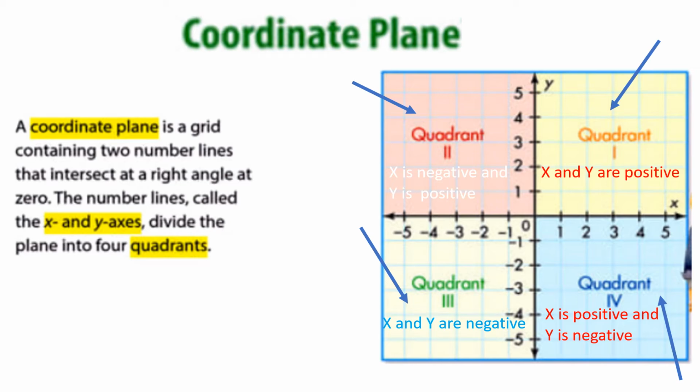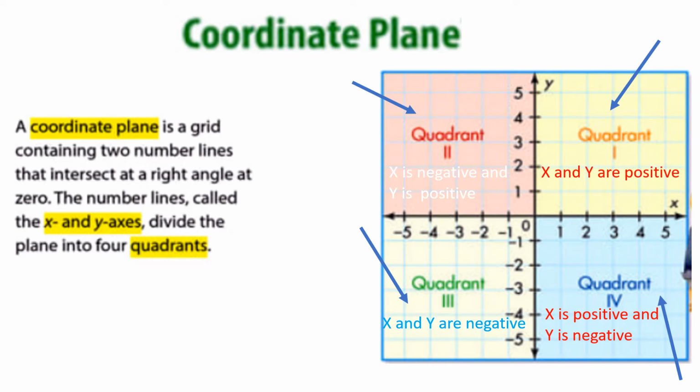So as I said again, the coordinate plane is divided into four parts. The first part is called the first quadrant. The x coordinates and y coordinates are positive here. In the second quadrant, the x coordinate is negative and the y coordinate is positive. In the third quadrant, x and y coordinates are negative, and in the fourth quadrant, x is positive and y is negative.